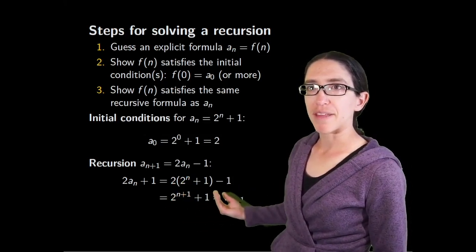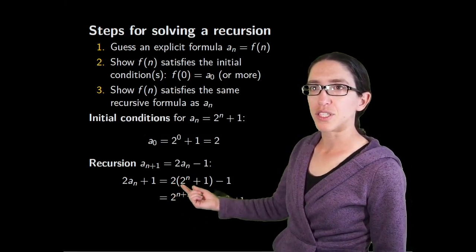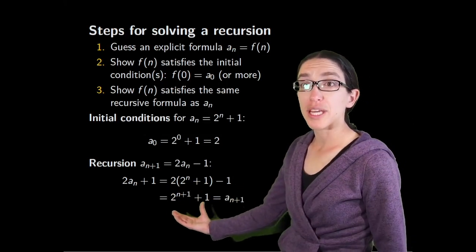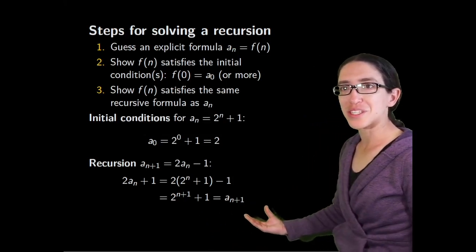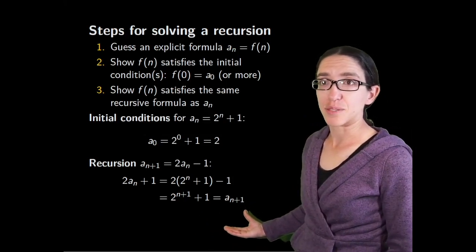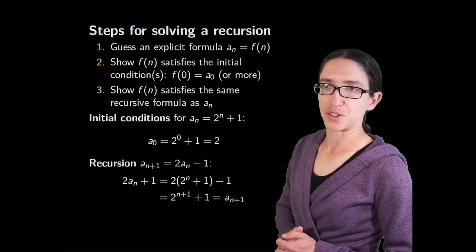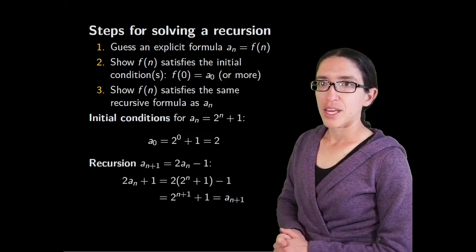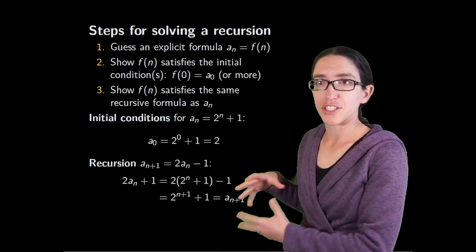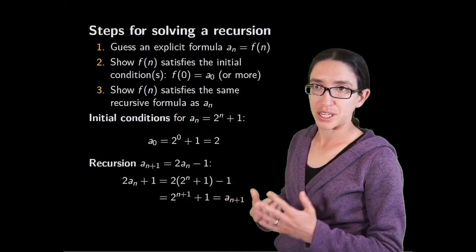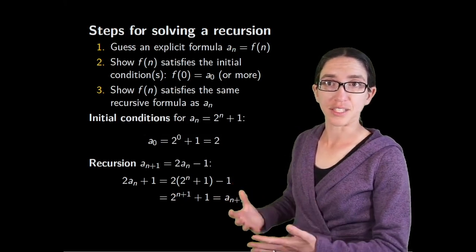And then if you expand this out, we get 2^{n+1} from these two terms, and then 2 minus 1 is just plus 1. So we get 2^{n+1} plus 1, which is exactly what we think a_{n+1} should be. And so our explicit formula guess does satisfy this recursion, and so we have what we wanted. If we wanted, we could wrap all this computation into an induction proof, but we don't have to because it's always the same steps every time when it comes to checking that an explicit formula satisfies a recursion.